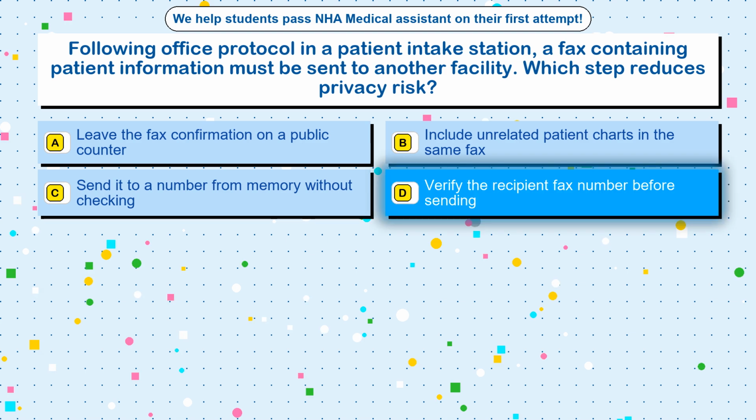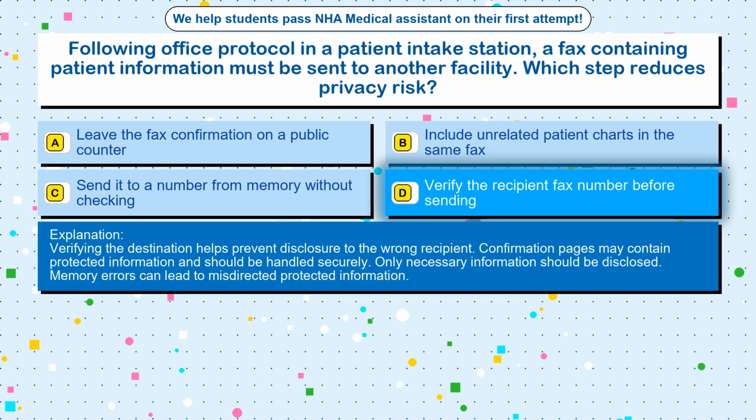The correct answer is option D, verify the recipient fax number before sending. Verifying the destination helps prevent disclosure to the wrong recipient. Confirmation pages may contain protected information and should be handled securely. Only necessary information should be disclosed. Memory errors can lead to misdirected protected information.